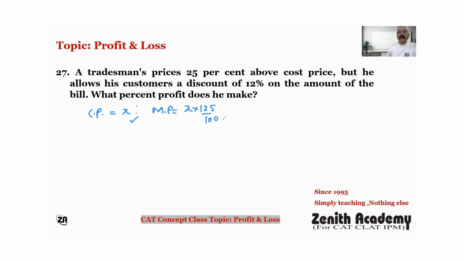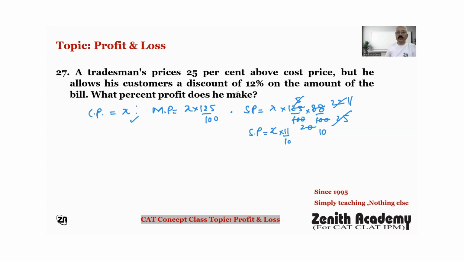Okay. And then he allows a discount of 12%. So it means the selling price is actually 88% of the mark price. Mark price is 125% of X, so 88% of that is 88 times 125 over 10000, which simplifies to 11 by 10 of X. So the selling price is coming here as 11 by 10 of X.